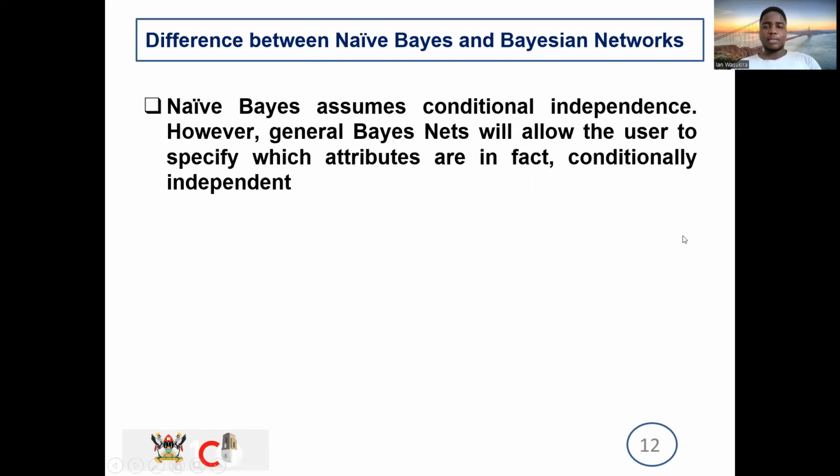Next, the difference between naive Bayes and Bayesian networks. The naive Bayes assumes conditional independence. However, the general Bayes nets will allow the user to specify which attributes are in fact conditionally independent.